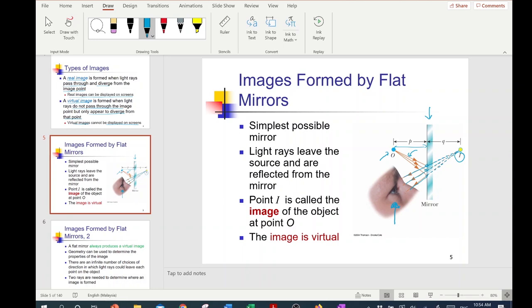Since that is the location of the image, the distance between the image and the mirror is the value of Q. And since the rays appear to diverge from one point, but do not actually intersect, the image is virtual. So the image that you see every day in a flat mirror is basically a virtual image, not a real image.